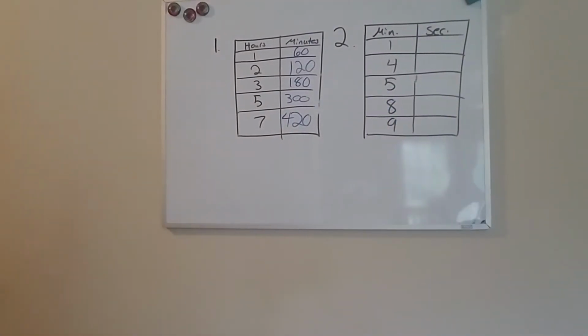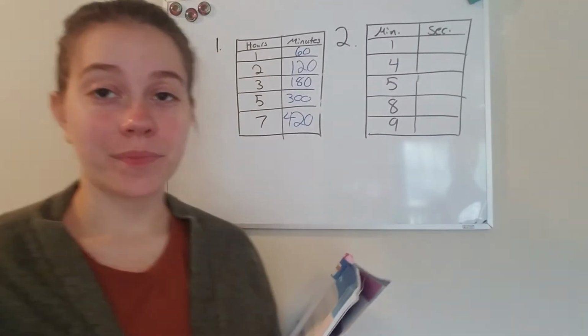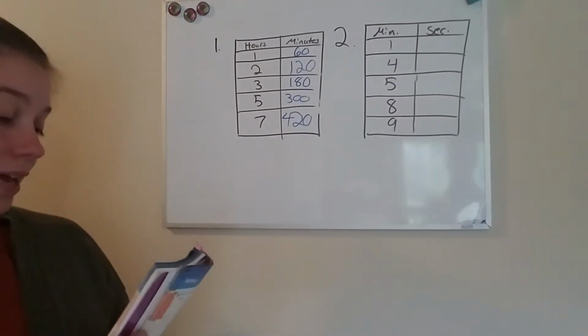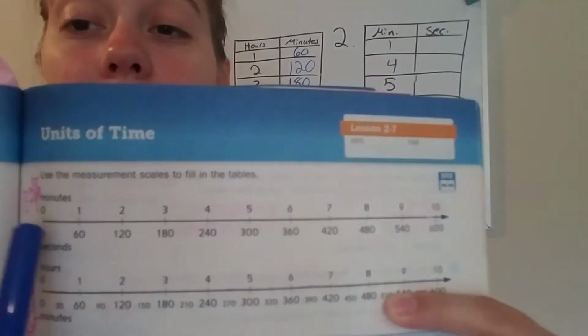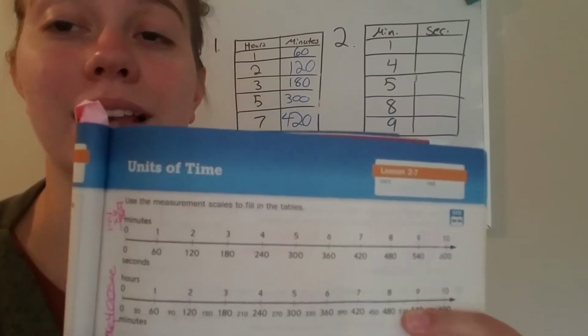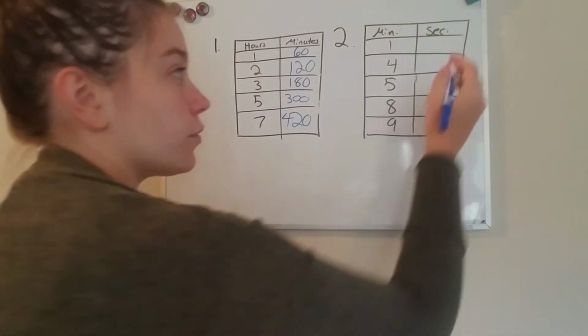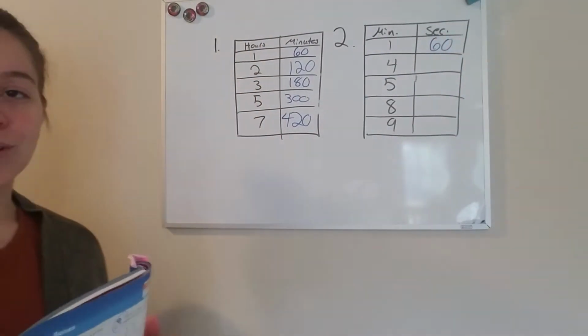Now I want you to look over at our second chart. We have minutes to seconds. So we're going from minutes to seconds. If I'm looking at my scale, minutes and seconds, 1 minute is how many seconds? 60.